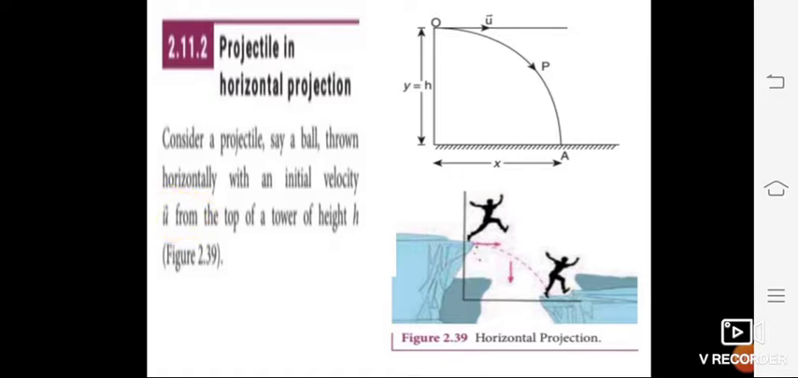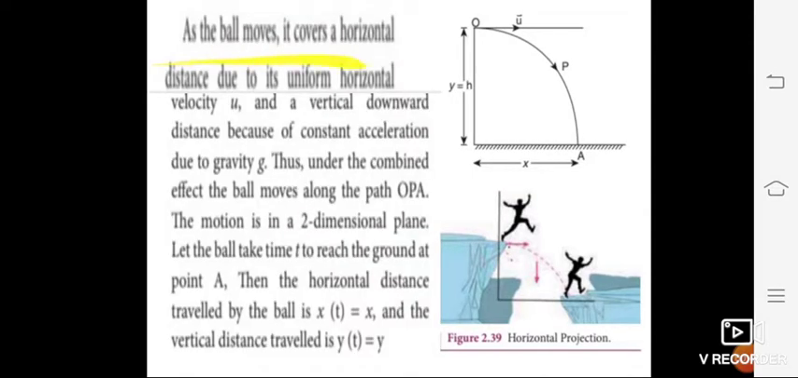u vector from the top of a tower of height h. Okay, here we consider a ball thrown with the initial velocity u vector from the top of the tower. The height of the tower is equal to h. As the ball moves, it covers a horizontal distance. Okay, so here the ball moves from this place to this place.